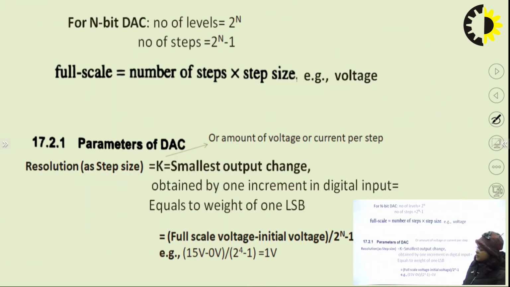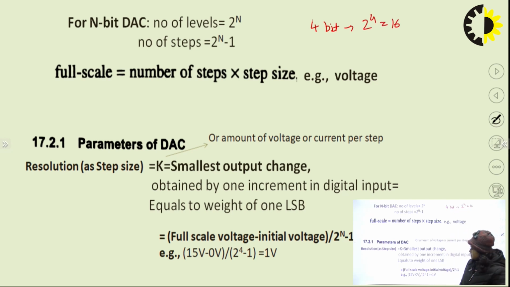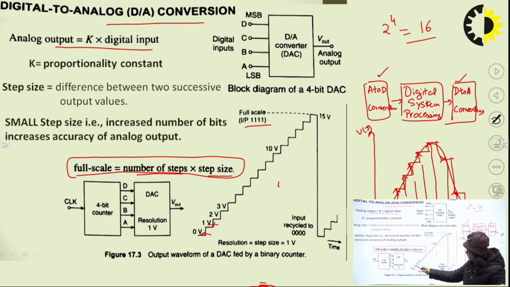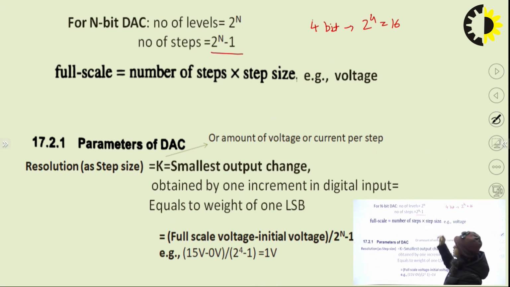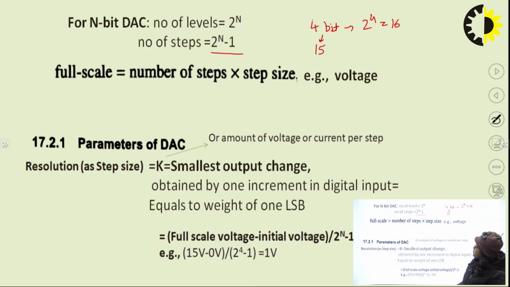So, for an n bit digital to analog converter, the number of levels will be 2 to the power n. For example, for 4 bit, the number of levels will be 2 to the power 4, that is 16. This is the level and these vertical ones are the steps. So, the number of steps will be 2 to the power n minus 1, that is 15 for 4 bit. Why is it minus 1? Because starting from 0 to 1 is 1 step, then 1 to 2 is the second step. So, 16 minus 1, that is 15 steps. The difference between two levels is a step. So, the full scale output will be number of steps multiplied by step size.